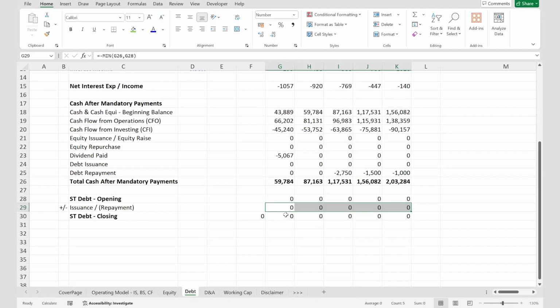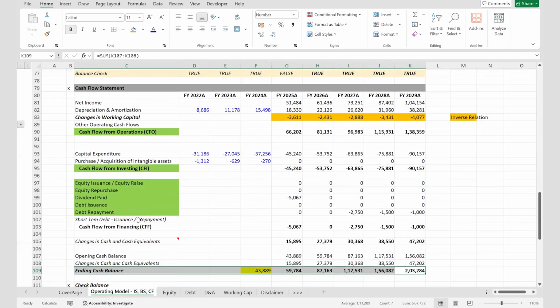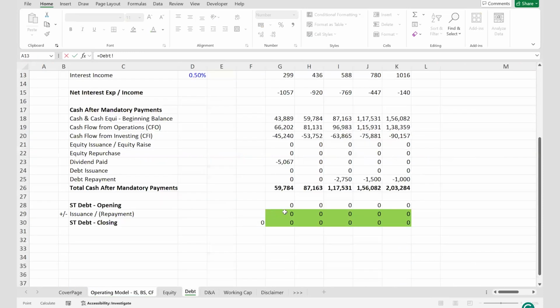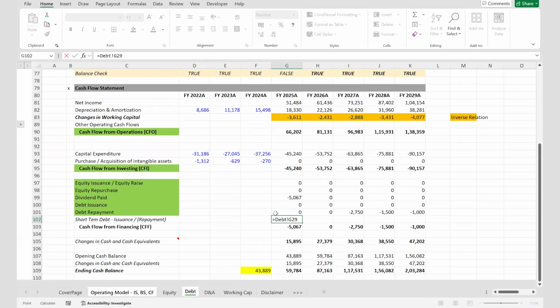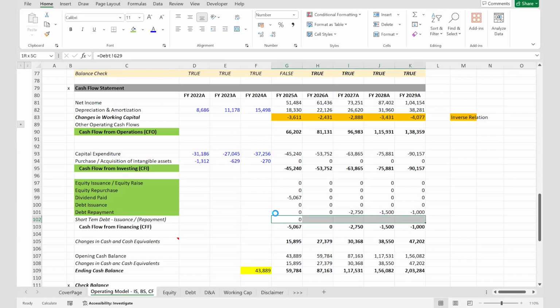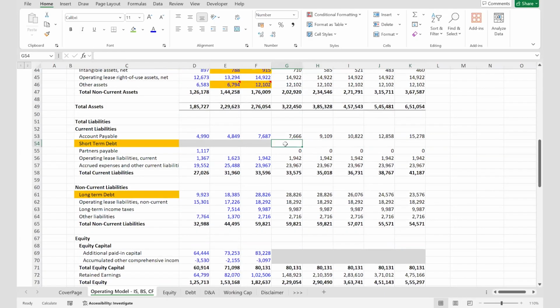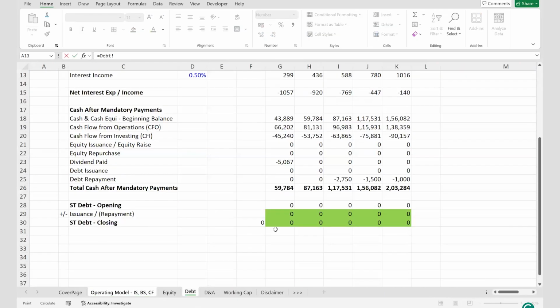And what you need to do is link these two things in the operating model. First, short-term debt issuance and repayment will go to this short-term debt issuance and repayment portion, which is 0. This is the one. So you're not raising anything, and the cash flow should reflect that you are not raising anything. Second thing is that you need to bring the closing short-term debt. So closing short-term debt will come here, which is the closing.